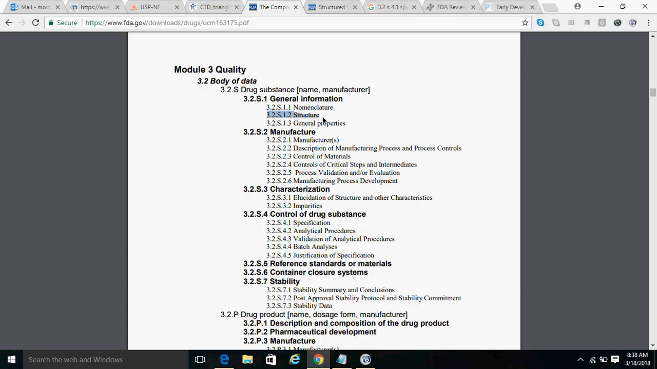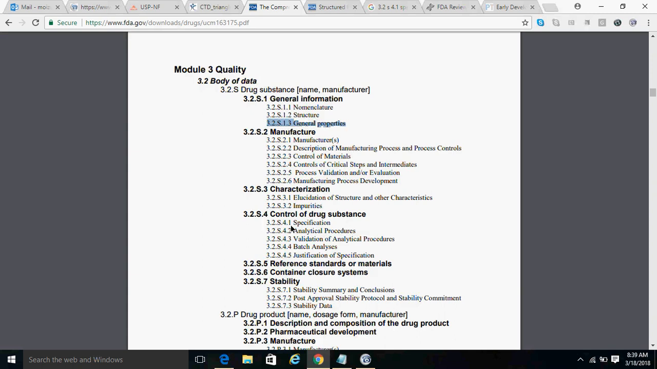But where are you getting this information? You are copying from DMF. Remember, you are copying this information from DMF. You are not creating anything yourself. We are middleman people. We don't create information from our side. Whatever the information is provided to you by the DMF, you just copy and paste. Third section is your 3.2.S.1.1 general properties. Just copy the general properties from the DMF and paste it here.